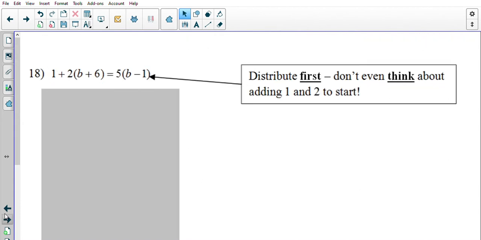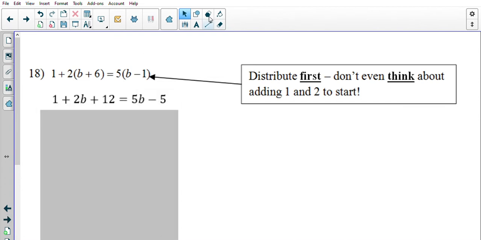All right, we have one last one that is hidden there at the bottom of the page, and I apologize you don't have a lot of space to show your work, but let's start by distributing. So I distribute this 2 into the parentheses, and notice how it says don't even think about adding 1 to 2 to start. It's really tempting to do 1 plus 2 since it's there, but we've got to distribute first. 2 times b is 2b, 2 times 6 is 12. In a moment, we will combine this 1 and 12 together.